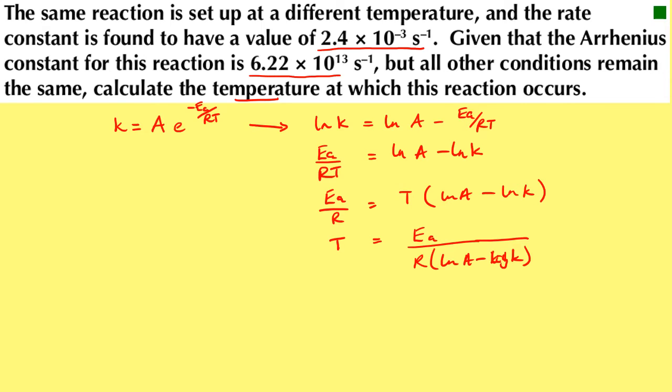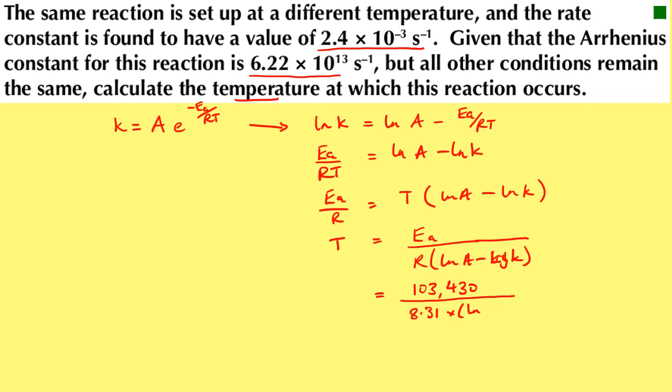So let's substitute in our values. EA we worked out in the previous question, but remember it needs to be in joules per mole, so we're going to convert it back into joules per mole. So wasn't it 103,430, let's call it, divided by R. We were given R in the previous question, you'll remember that's 8.31, and then we're going to times that by log A.